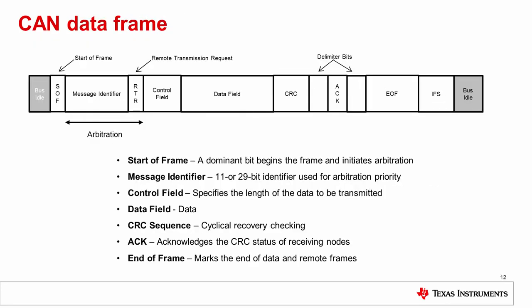The CAN data frame begins with the start of frame. It's a dominant bit that begins the frame and initiates arbitration. This is followed by the message identifier, which is an 11 or 29-bit identifier used for arbitration priority. The control field specifies the length of the data to be transmitted. This is followed by the data field and the CRC. The ACK field is used to acknowledge the CRC status of receiving nodes. The end of frame marks the end of the data frame and remote frames.